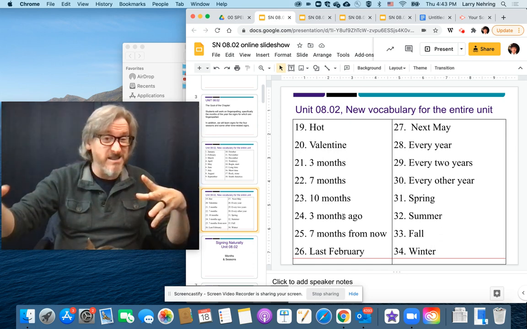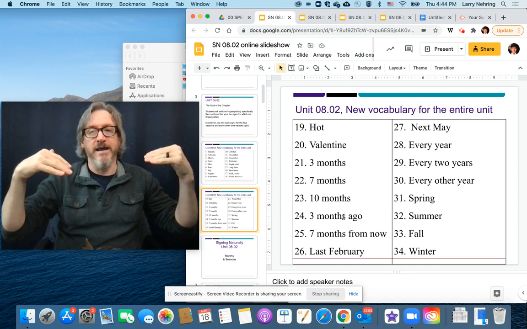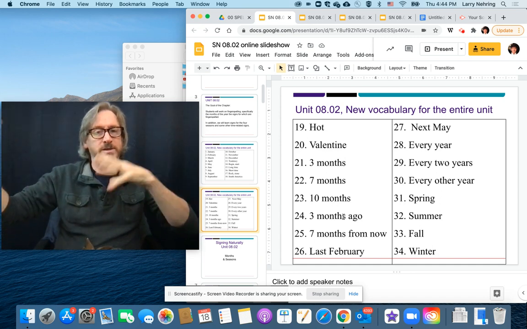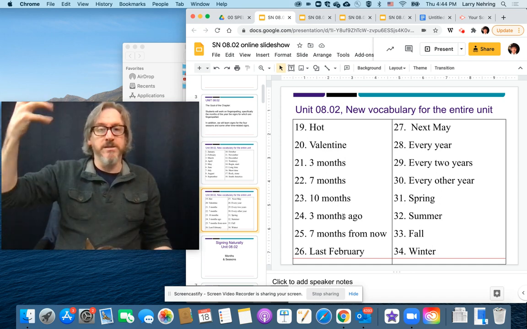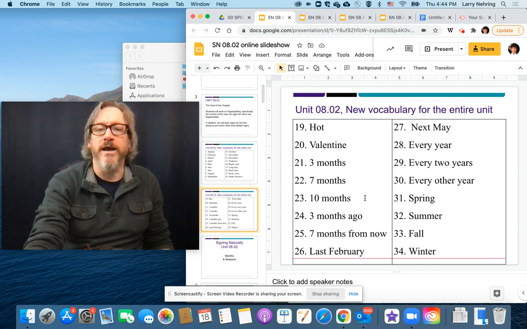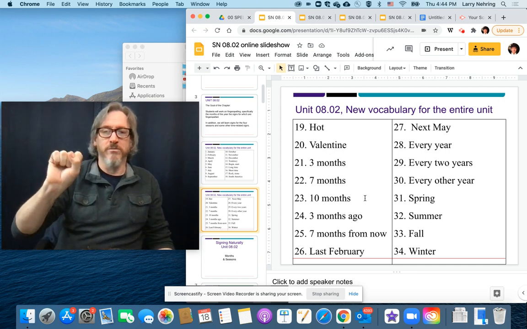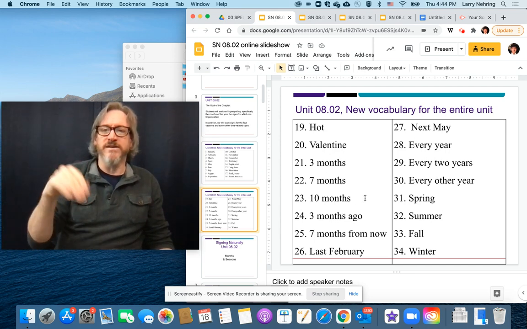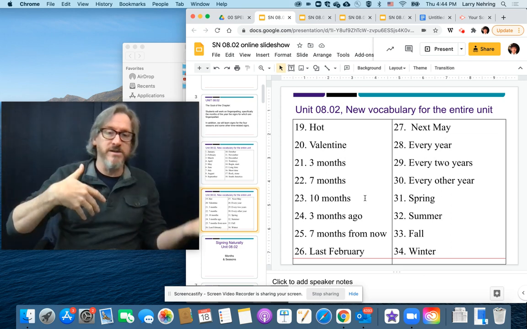Like it's hot in the summertime, that kind of thing. Valentine's Day. Then we're going to do some 3 months, 7 months, 10 months, months in the past. Is that okay? I thought there was a 3 months with a dollar sign. It wasn't. 7 months from now. So 3 months in the past, 7 months in the future.